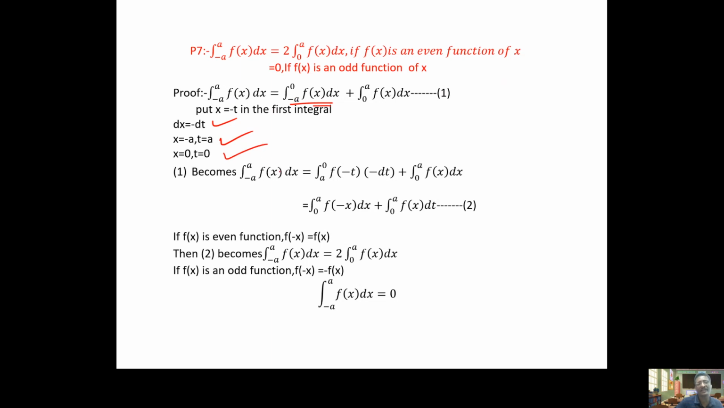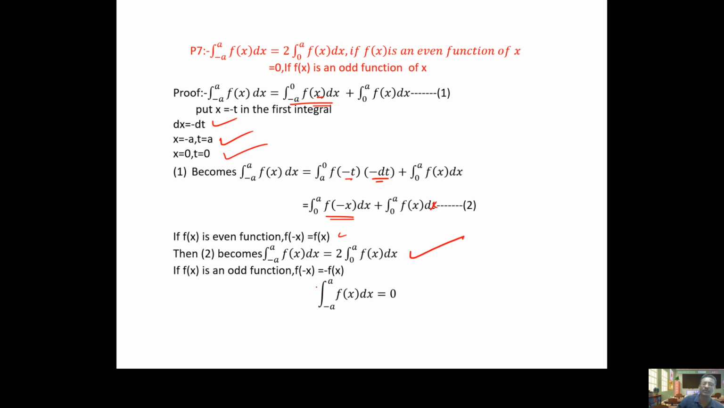So minus a to plus a f of x dx is equal to a to 0 f of, instead of x you can write what? Minus t. F of minus t into minus dt. Due to this minus, this a to 0 becomes 0 to a, and it is independent of variable. So 0 to a f of minus x dx plus 0 to a f of x dx. Now, if f of x is an even function, f of minus x is equal to f of x. So what will happen? Here 0 to a f of x dx plus 0 to a f of x dx. What is it? 2 into 0 to a f of x dx.